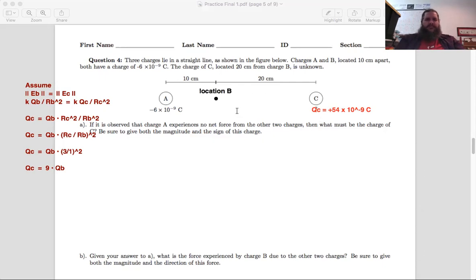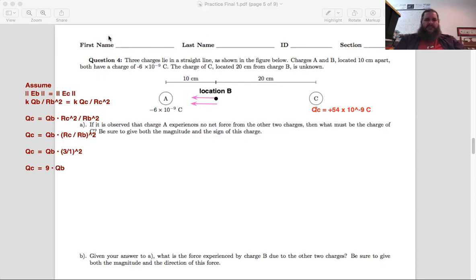They create a net field to the left. Yeah, in fact, it looks like they're both creating electric field to the left, yeah? Because A is a negative source charge, so it creates electric field towards itself. C is a positive source charge, so it creates electric field away from itself. And without even knowing how strong they are, they're both pointing to the left, so we get a very strong result to the left.